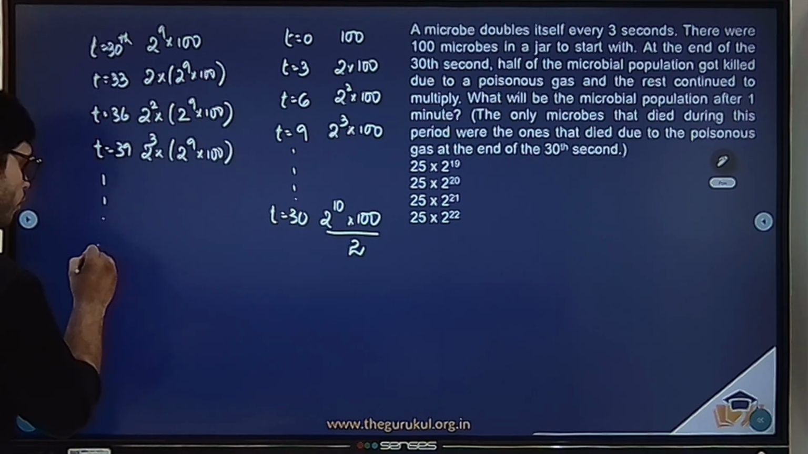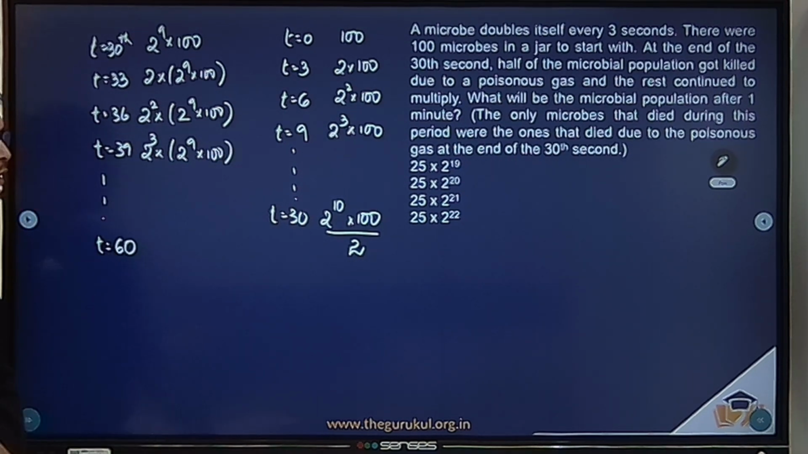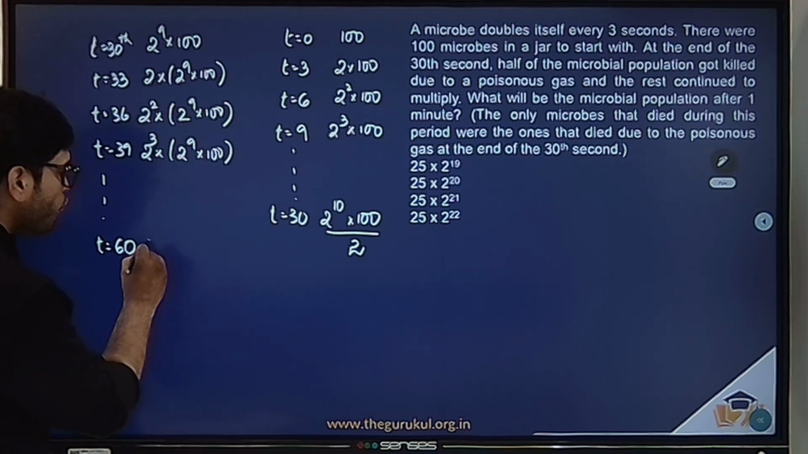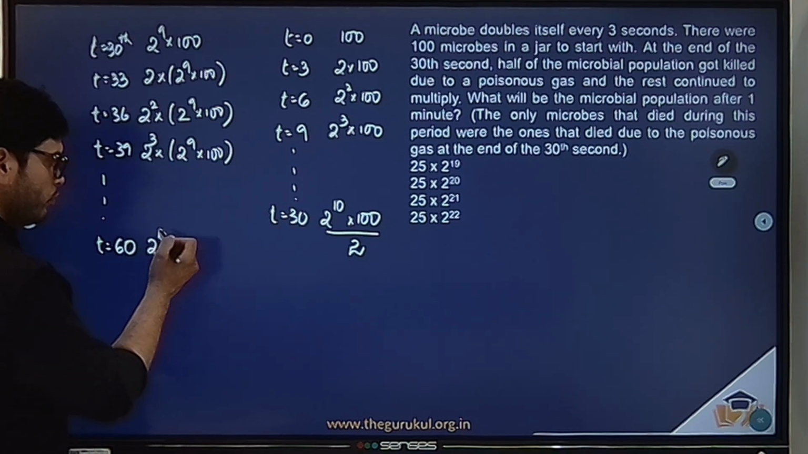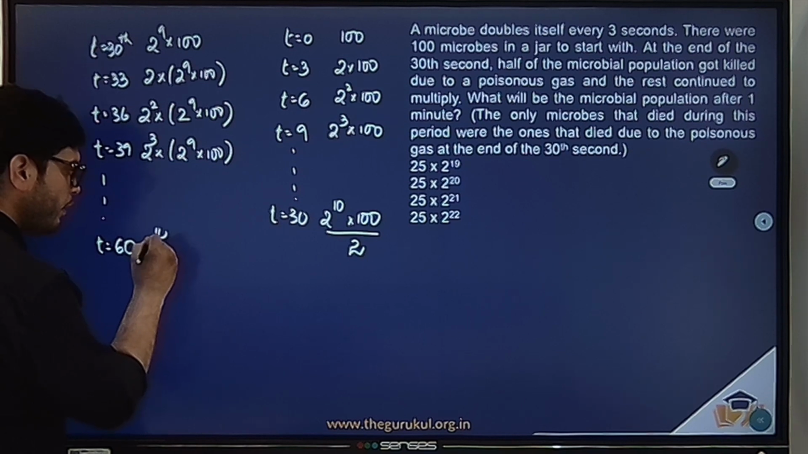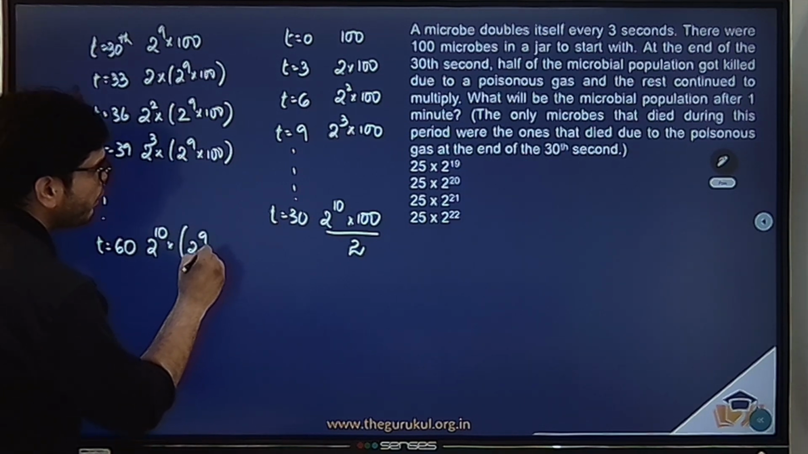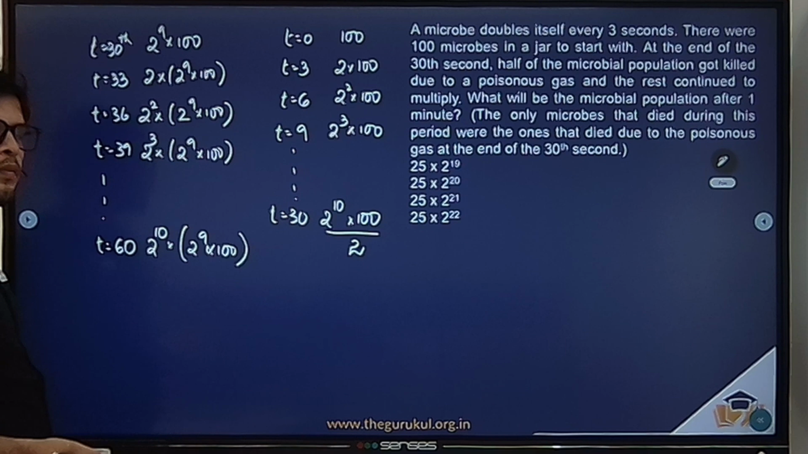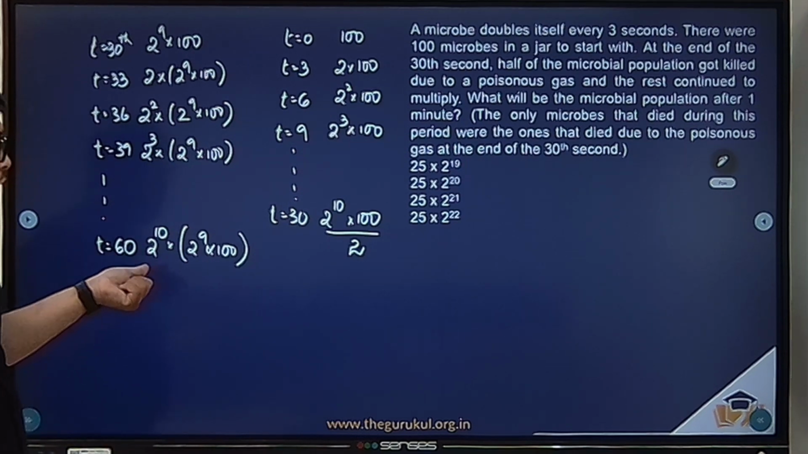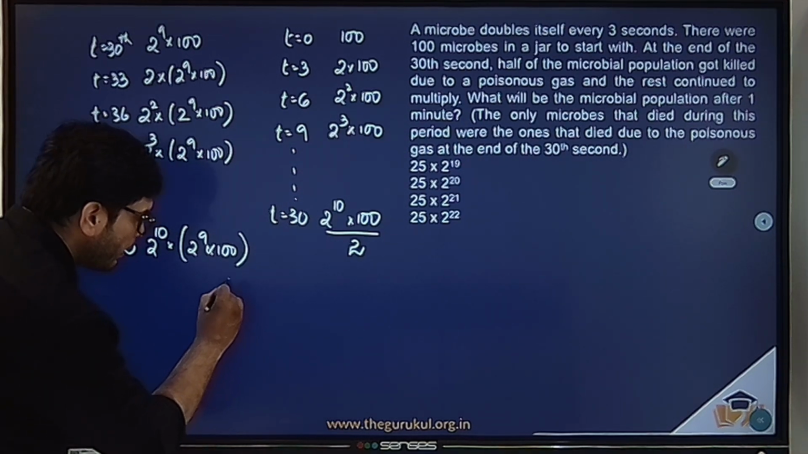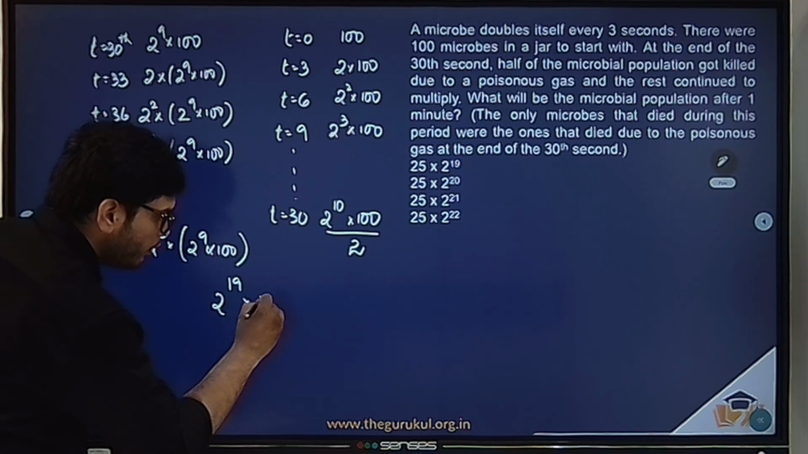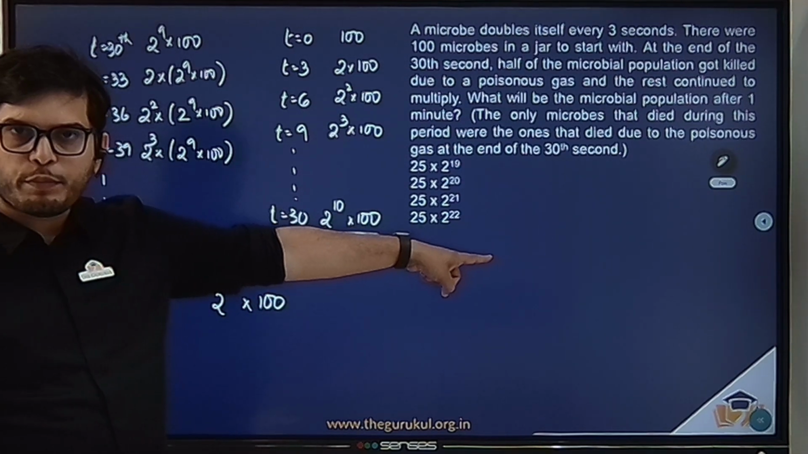Now so on when t is equal to 60 seconds. Right. This would be 2 power 10 into 2 power 9 into 100. Right. So after 1 minute, you will be having 2 power 19 into 100. But this is not in the options.